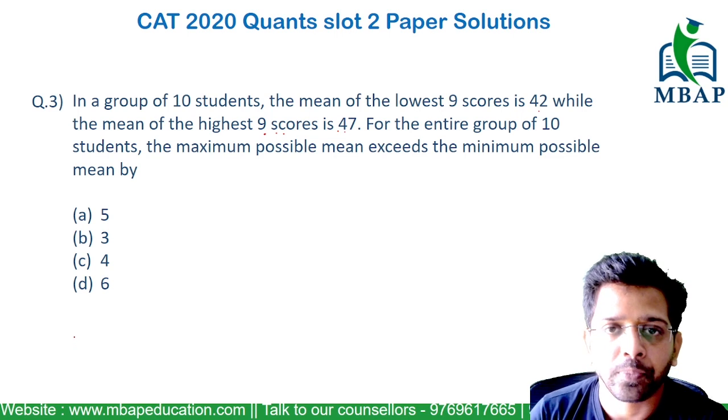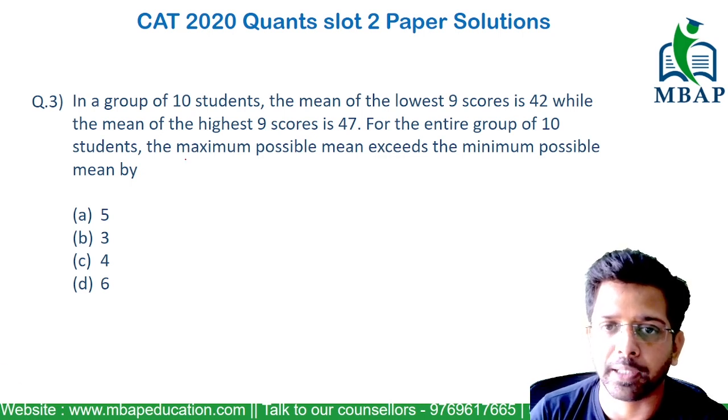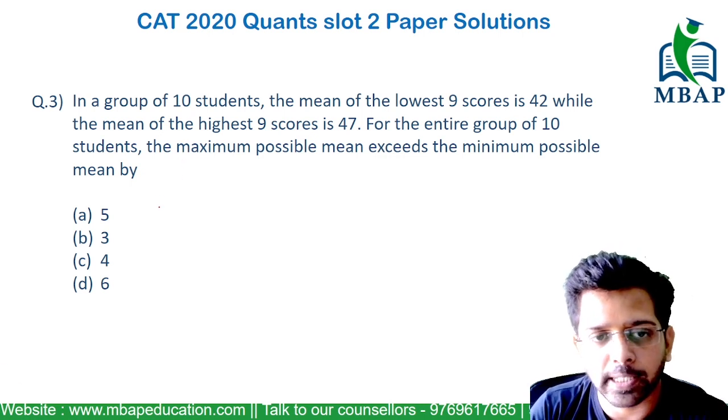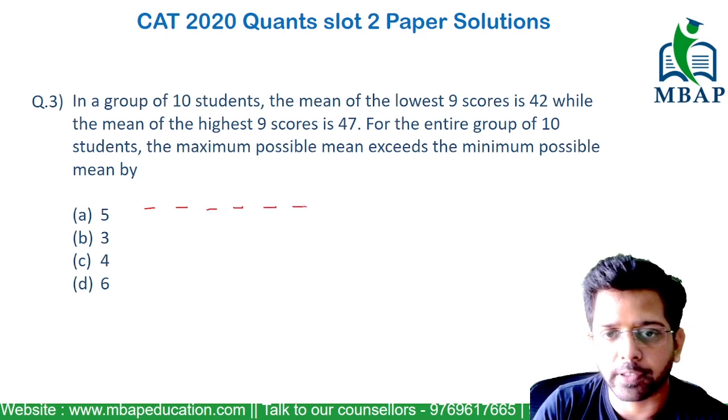The first set is where the lowest 9 scores' mean is given to you as 42, and set 2 is where the highest 9 scores' mean has been given to you as 47. So they are saying there are 10 numbers, right? Let's make 1, 2, 3, 4, 5, 6, 7, 8, 9, and 10.